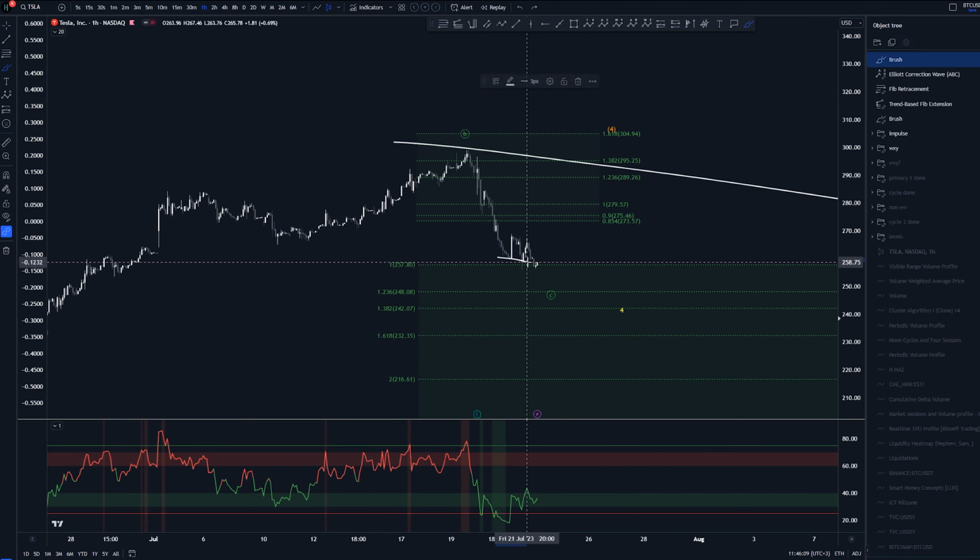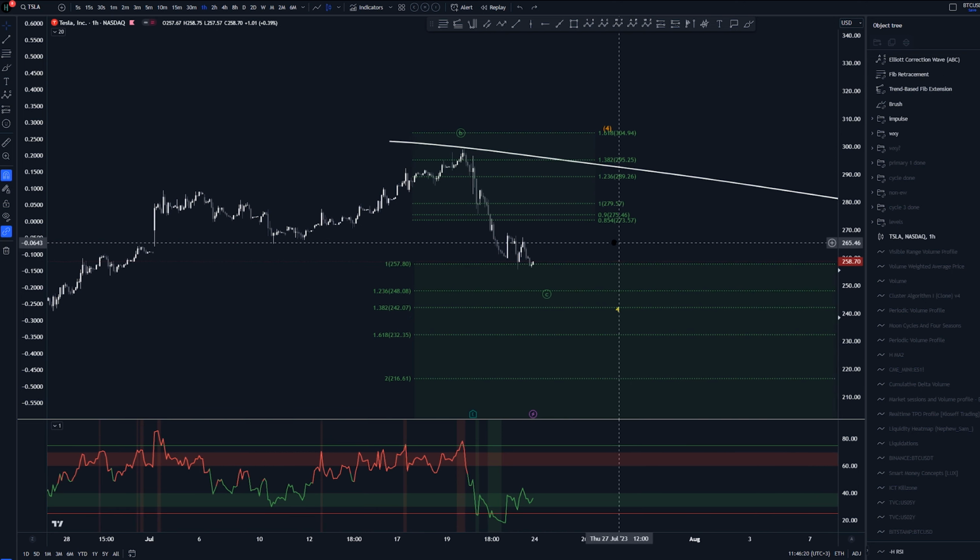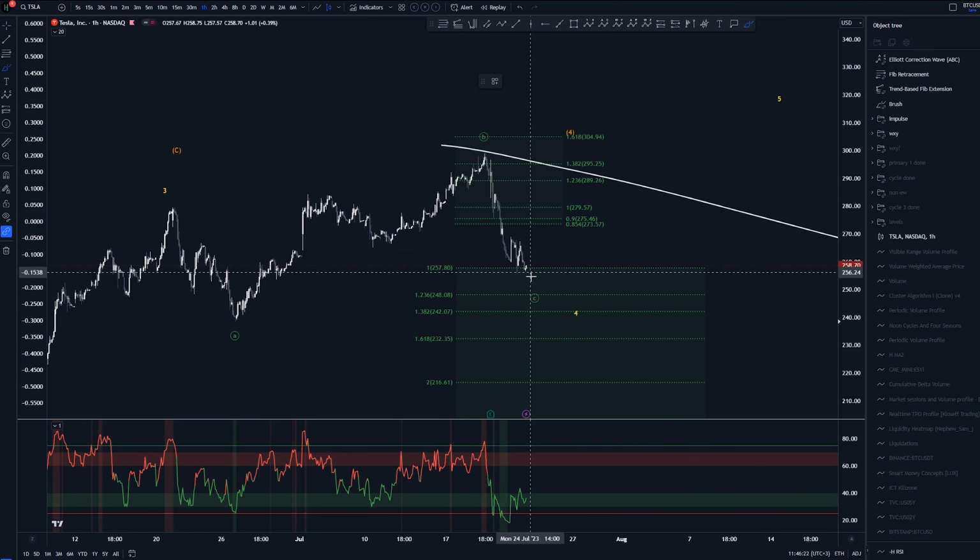At this point, we have divergences here, as you can see. We would be getting that second divergence if we just took another low here. Probably want to be setting an alarm there for Monday's open.